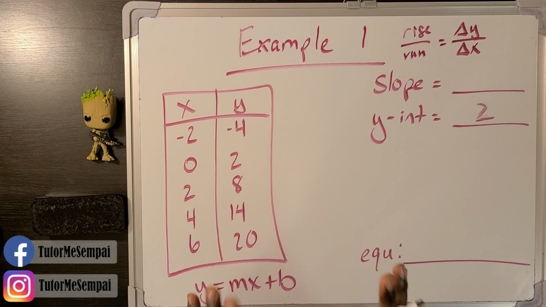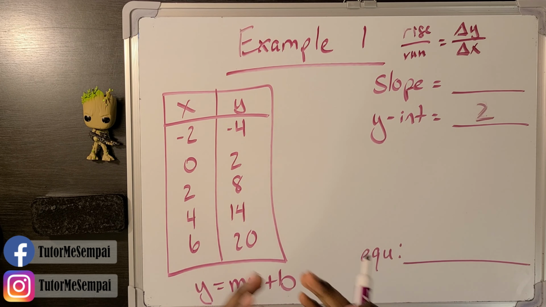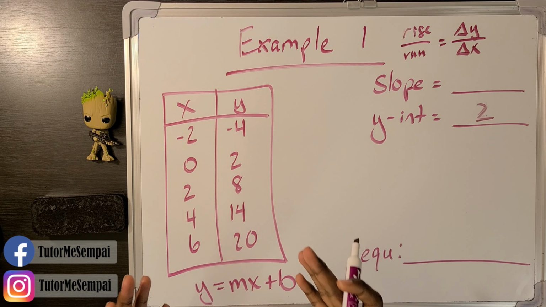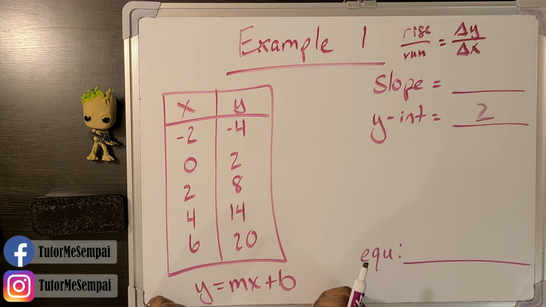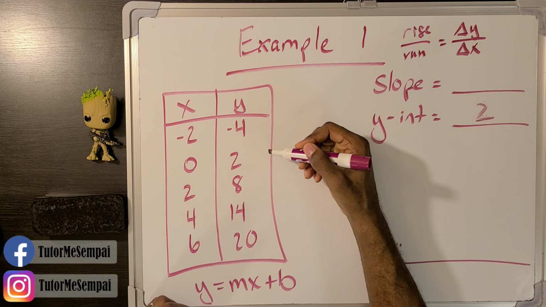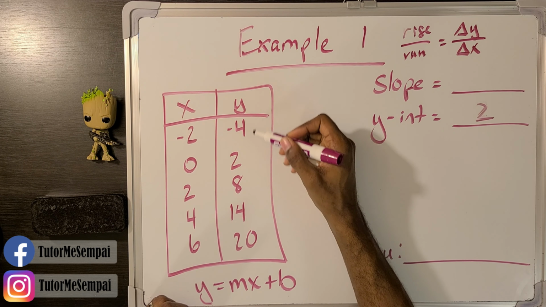Now, this is where you have a lot of freedom. You can pick any 2 points. Unlike with the graph where you don't want to pick the wrong point, there really is no wrong point when you have a table of points here. Let me show you an example. Let's say we want to find the slope from these 2 points here.